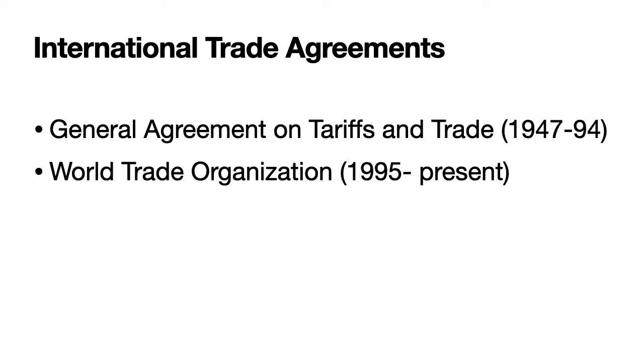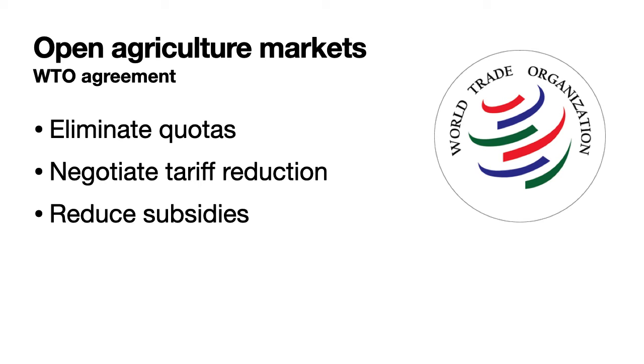Now, there wasn't very much progress made on agriculture and agricultural free trade until the very final round, which was in Uruguay, ending in 1994. As part of that round, the General Agreement on Tariffs and Trade was renamed the World Trade Organization, and so they do continue to this day. So the World Trade Organization did get members, after years of negotiation, to agree to open their agriculture markets. And so this was something that most countries in the world agreed to.